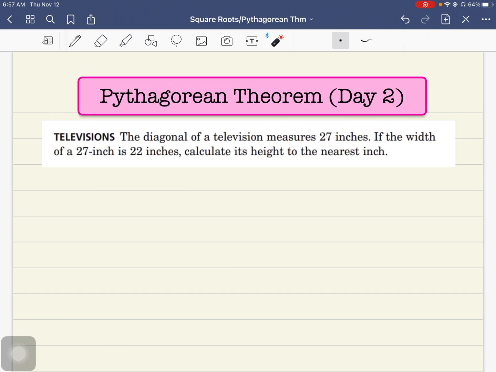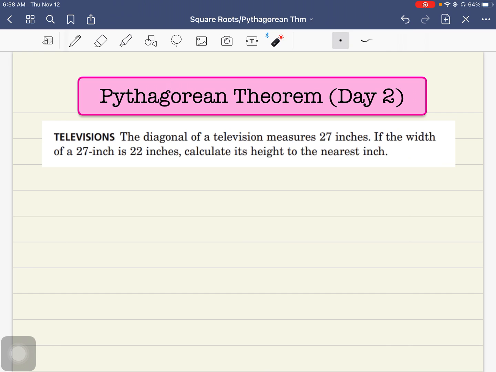So remember, with all word problems, read everything carefully first, annotate, and underline the important information. All right, so let's start. This one's about televisions. The diagonal of a television measures 27 inches. If the width of a 27-inch is 22 inches, calculate its height to the nearest inch.